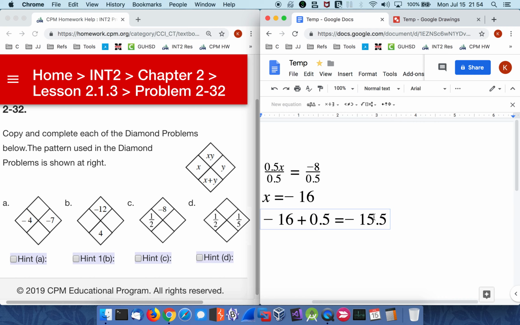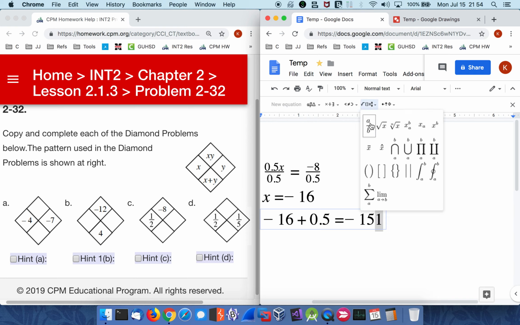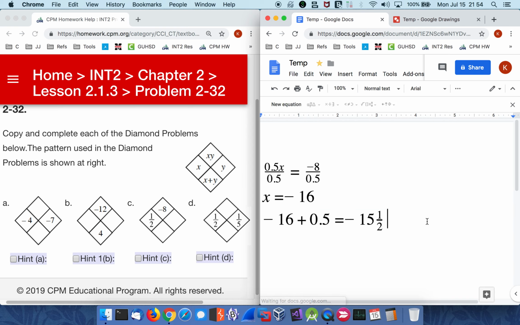Man, these seem really easy. Or I guess if you wanted, you could write it as -15 and 1/2. There you go. That would be the bottom number. Alright, so that's pretty straightforward. So I guess we've just got the last one.